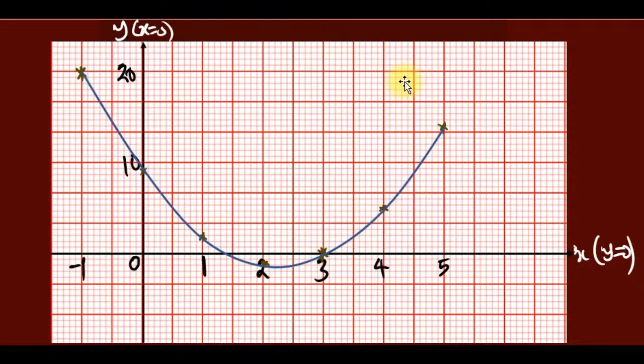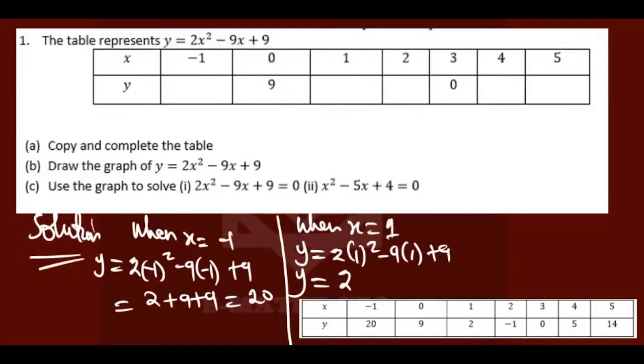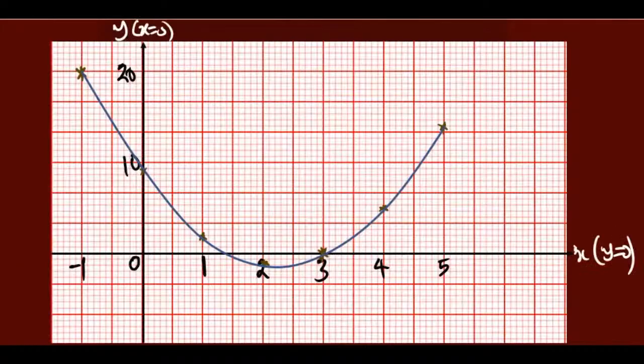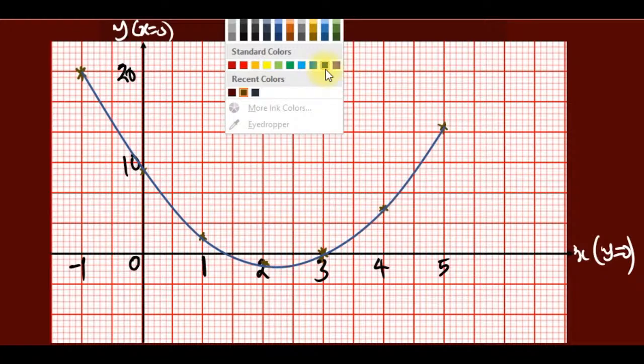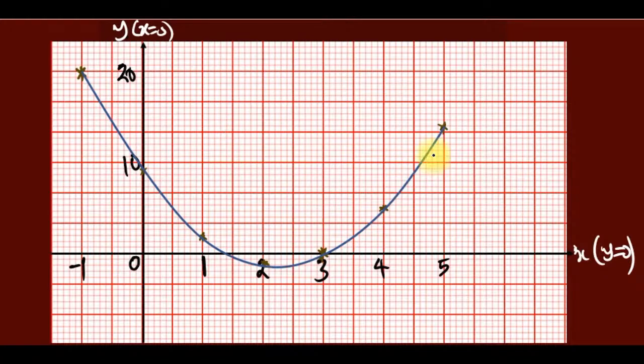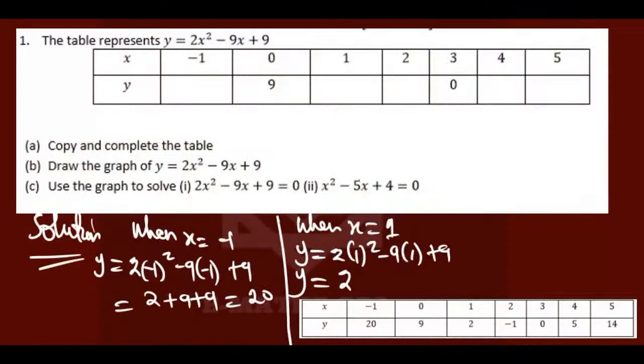So the curve is y equal to 2x squared minus 9x plus 9. So that's the curve. So let's now use it and solve the equations under it. They said we've drawn the graph. They say use the graph to solve 2x squared minus 9x plus 9 equal to 0.